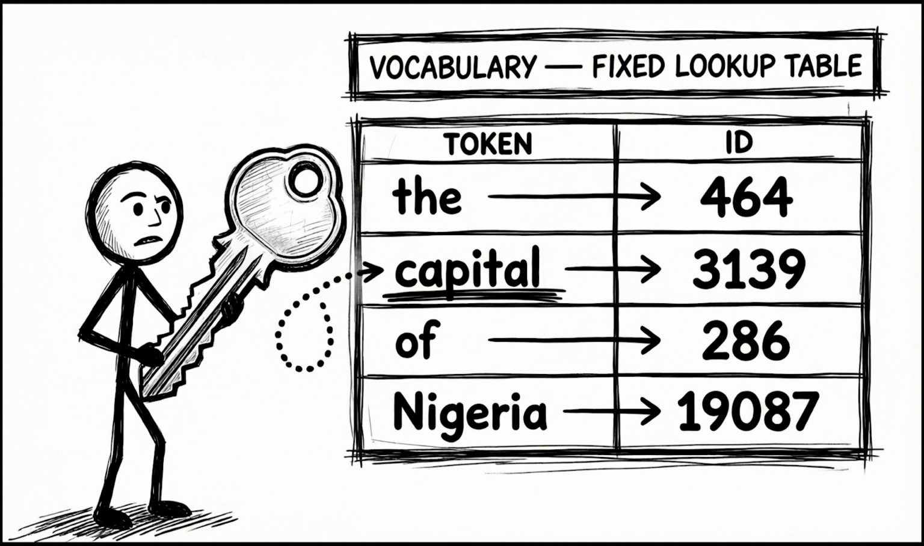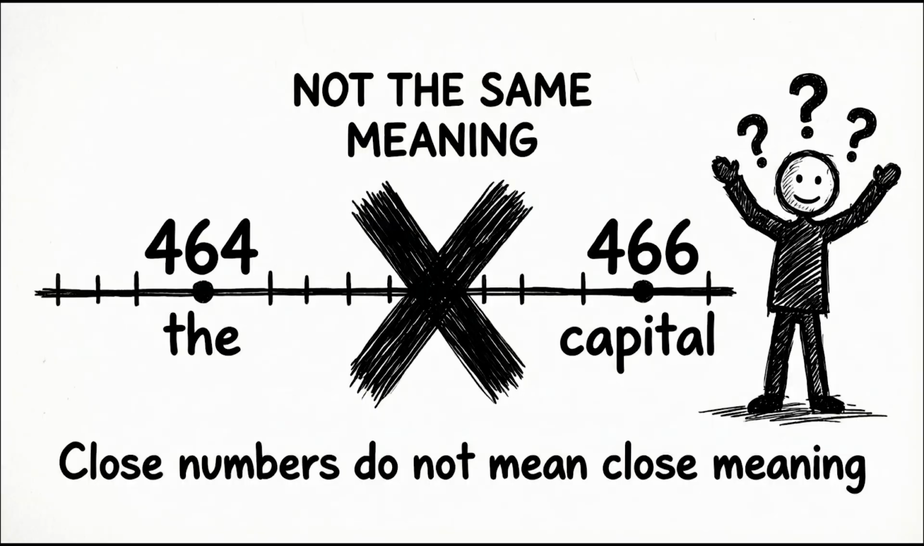These numbers carry no meaning on their own. They are just lookup keys into the model's vocabulary. The vocabulary is a fixed table of every token the model knows. At this point, our input consists only of integer IDs. But integers cannot express semantic relationships. Token 464 is not similar to token 466 simply because their numerical values are close. So we need a better representation.